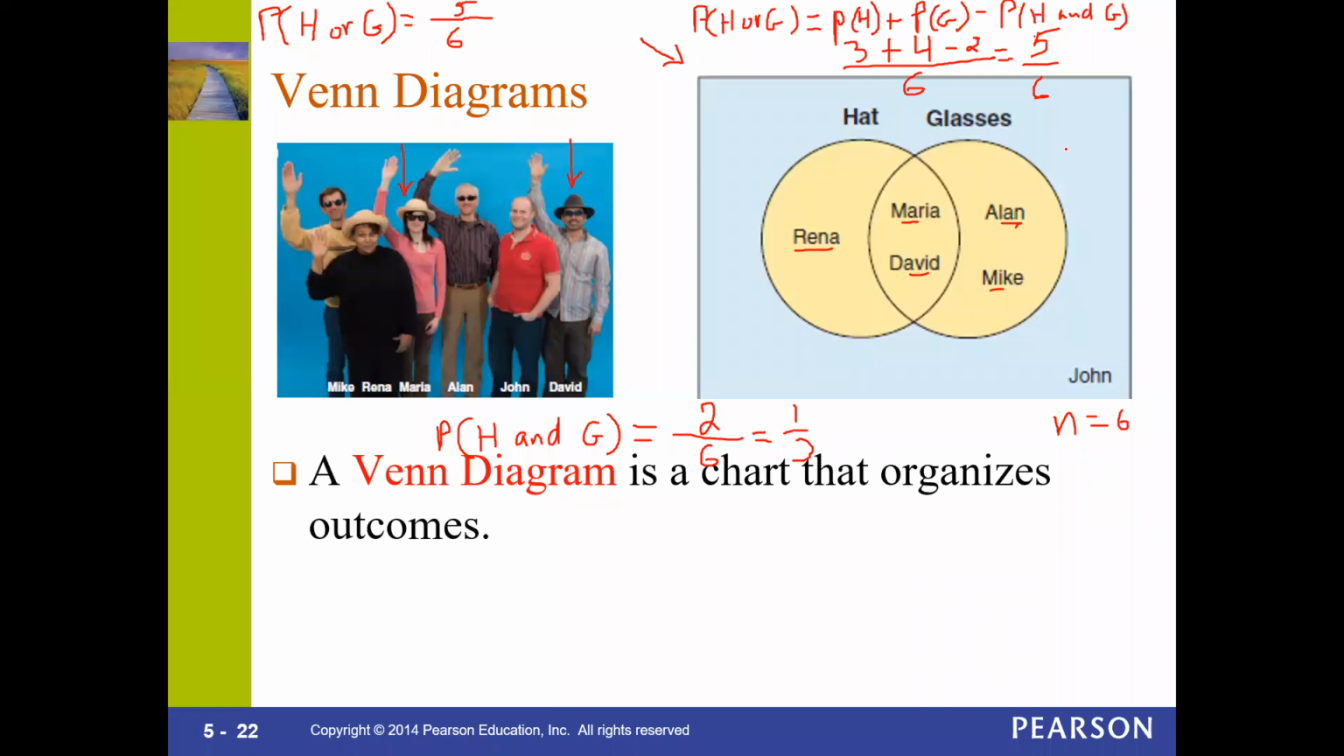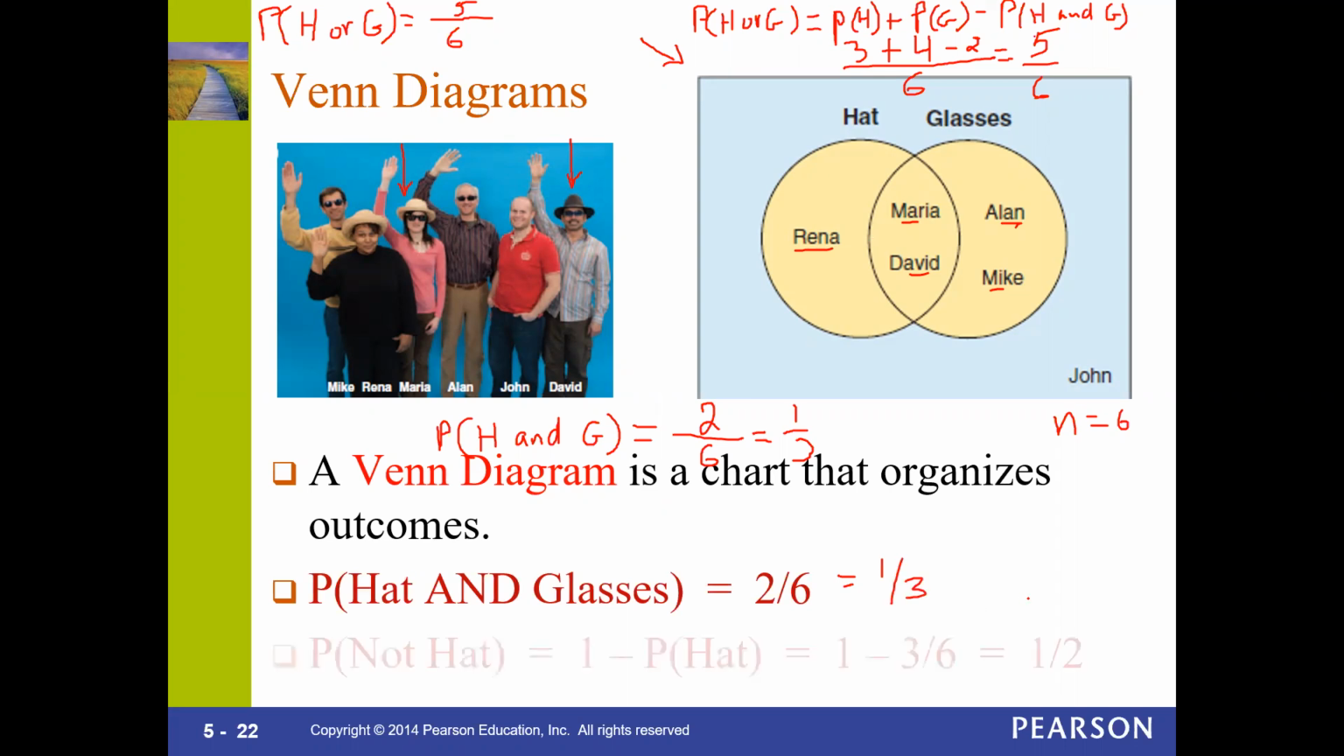So a Venn diagram is a chart that organizes outcomes. Suppose the probability of a hat and glasses, you just did that. It's going to be 2 out of 6, which you can simplify to give you 1/3, okay? We did that one.